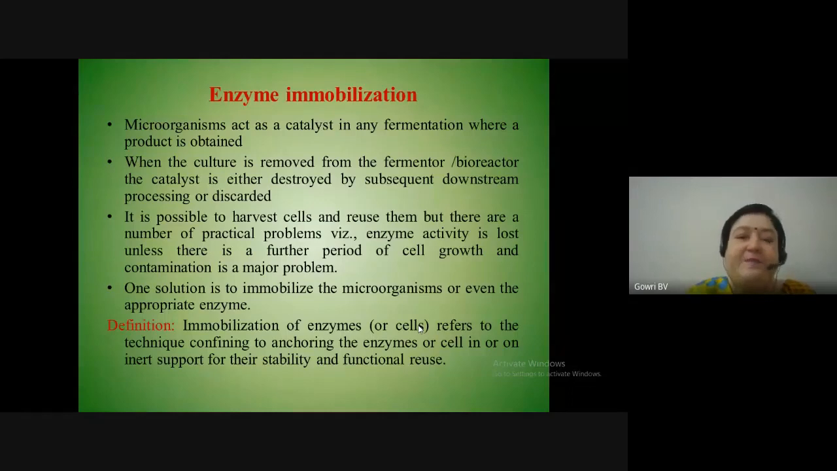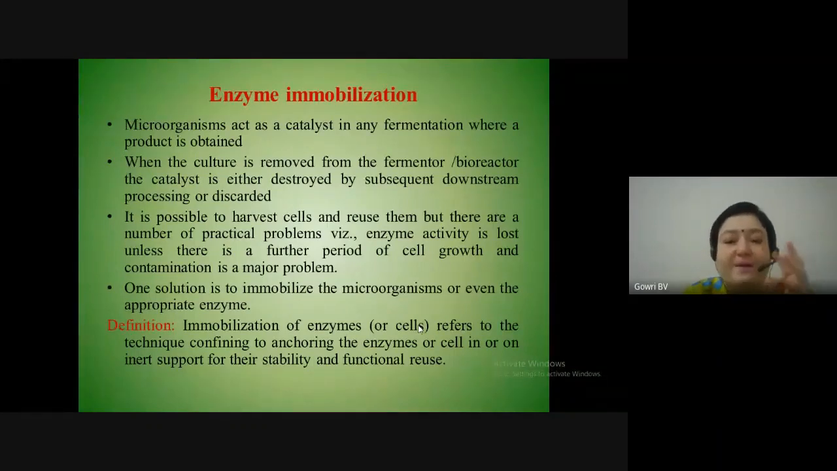In case it is specifically asked, it will be asked as a 2-mark question. That is its definition. Regarding enzyme immobilization, the definition: immobilization of enzymes or cells refers to the technique of confining or anchoring the enzymes or cells in or on an inert support for their stability and functional reuse. So either with an inert material, combine the enzyme and fix it; that is immobilization. They will adhere it and keep it. It will not be able to move. That is why it is called immobilize.